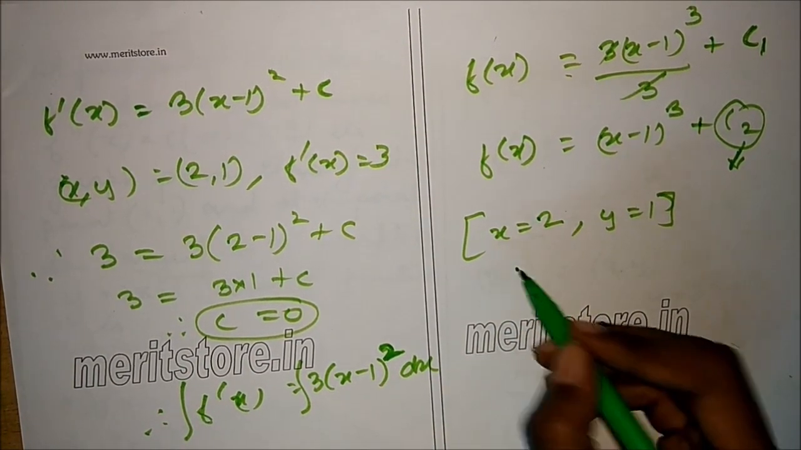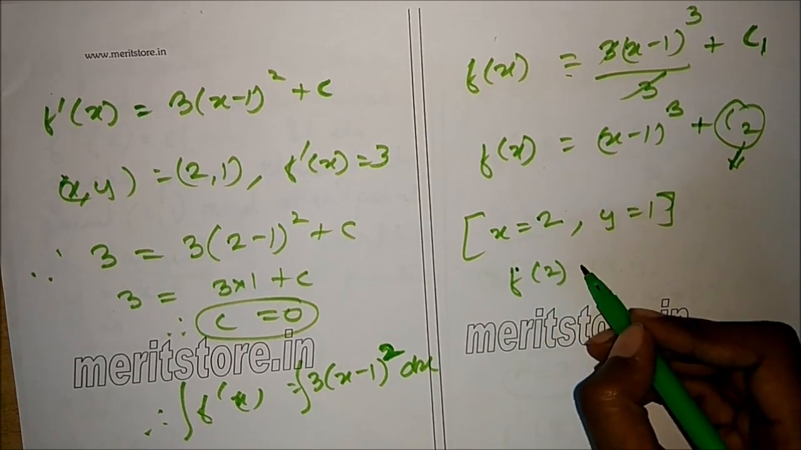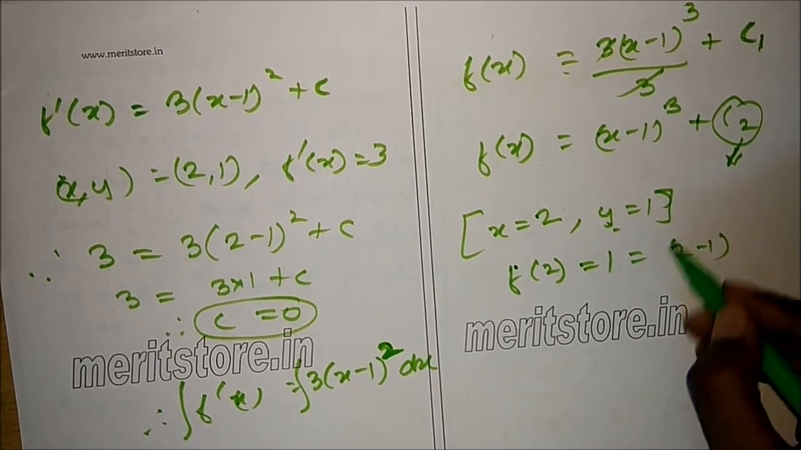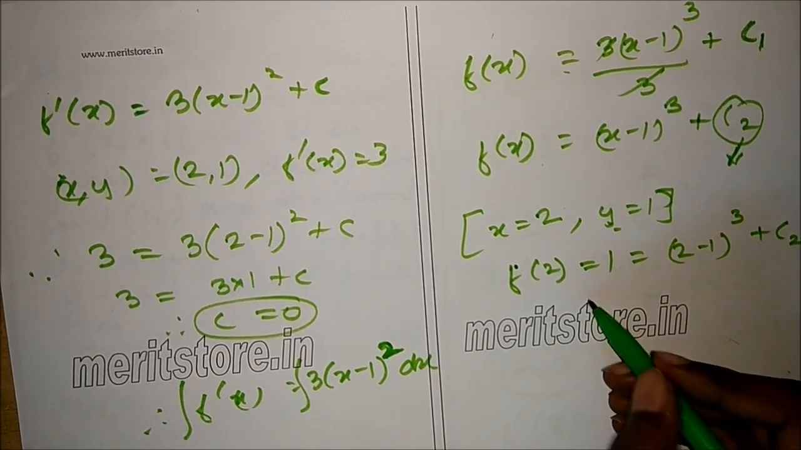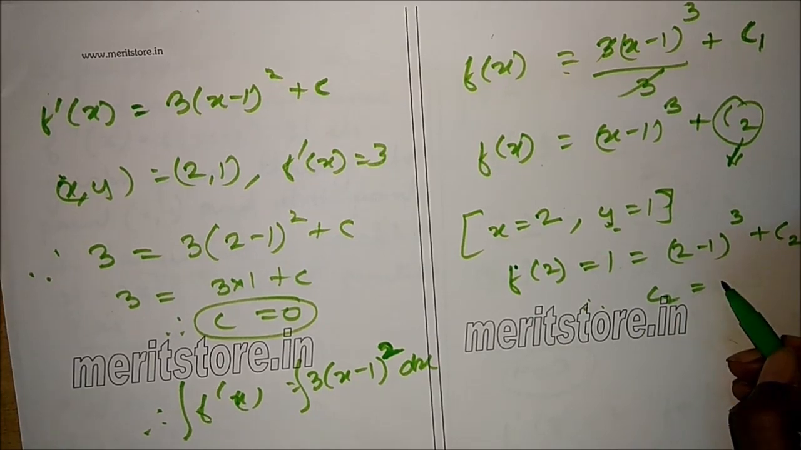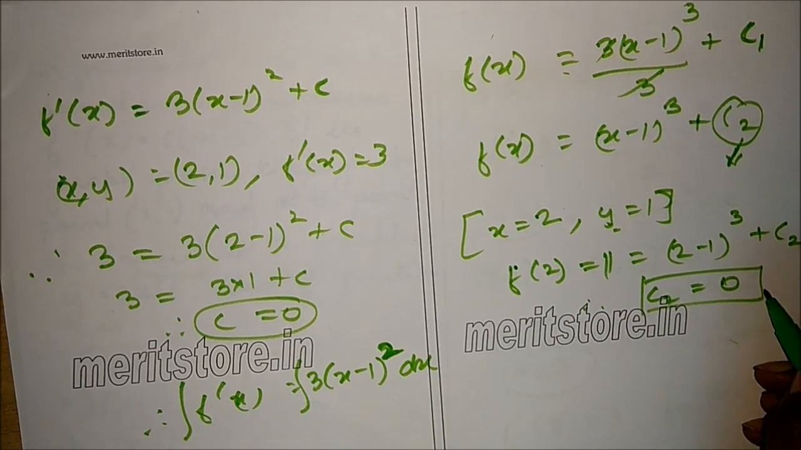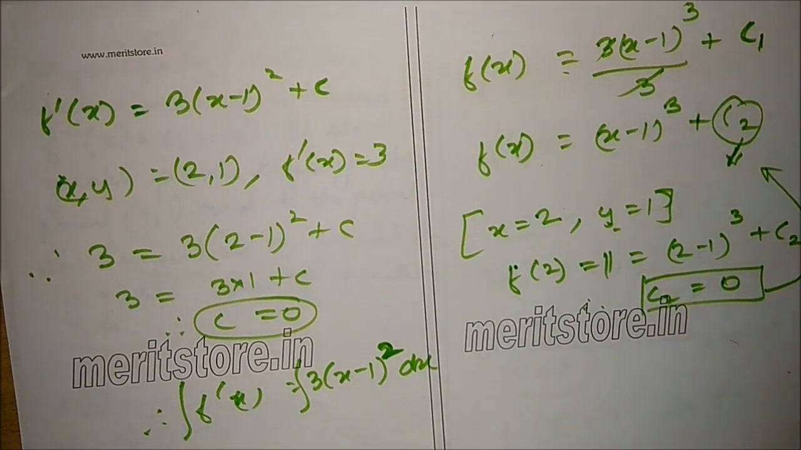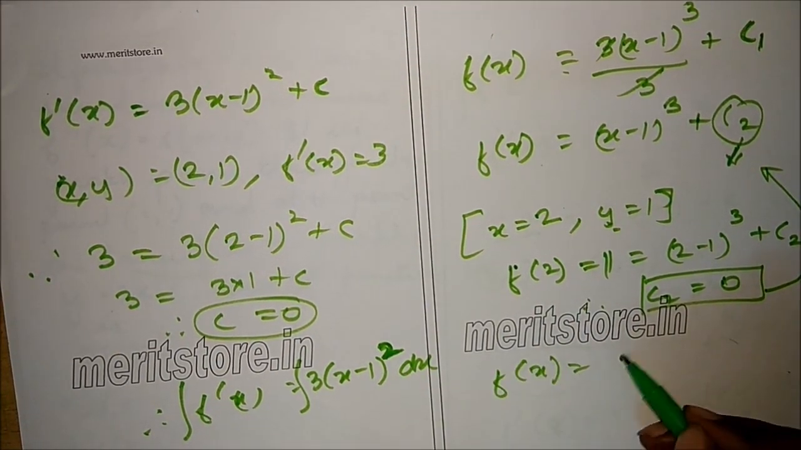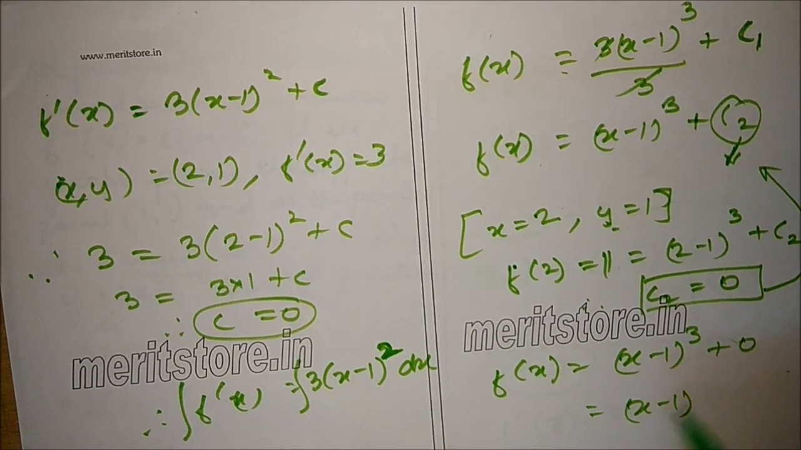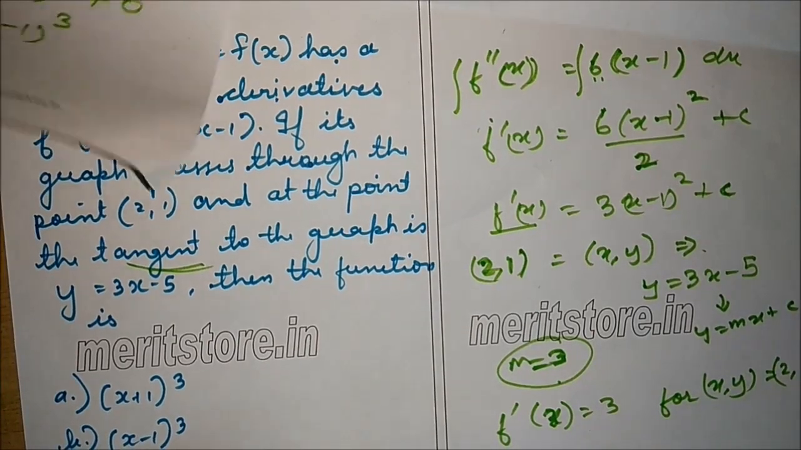So f of 2 is equal to 1, that is y, is equal to (2 minus 1) the whole cube plus c2. So c2 will be 0, since this is 1 and this is also 1. So we get the particular solution. f of x will be (x minus 1) the whole cube plus 0, that is equal to (x minus 1) the whole cube. So the function is (x minus 1) the whole cube, which is option B.